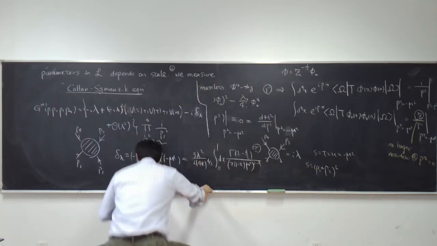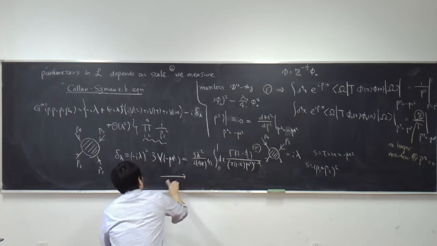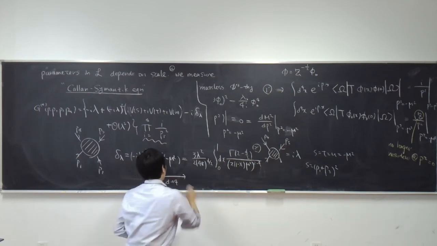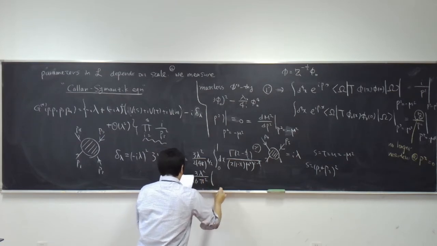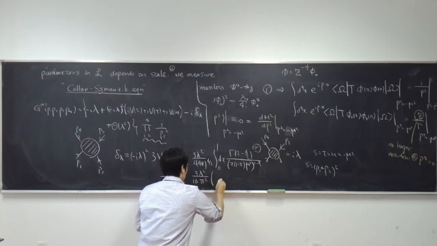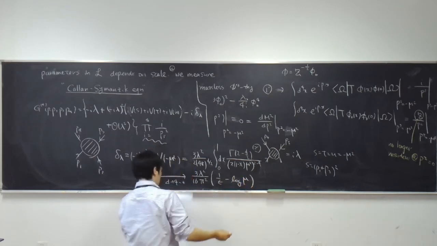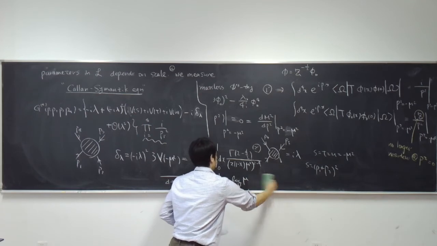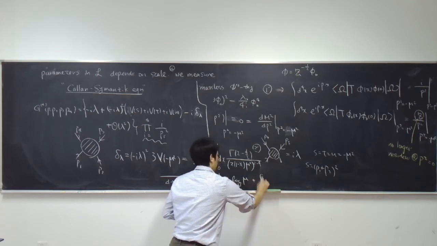And if you take d equal to 4, the limit of 4 minus epsilon, then what you will get is 3 lambda squared over 16 pi squared, log 1 over epsilon minus log mu, plus 5 and 10.